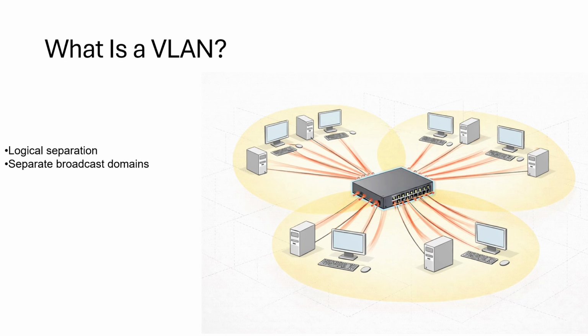Now we're ready to define VLANs. A VLAN is a logical separation inside a switched network. Logical is the important word. Nothing physical changes, but behavior changes. A VLAN creates a separate broadcast domain. Same switch, same cables, same ports, but different who hears who. A VLAN is not a thing you plug in. It's a rule about who belongs together.